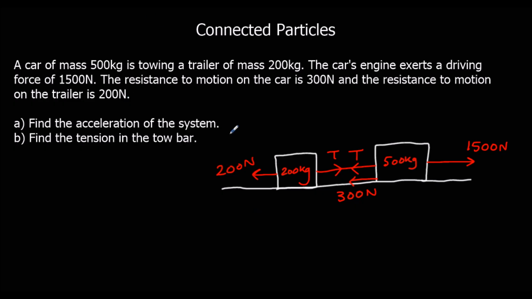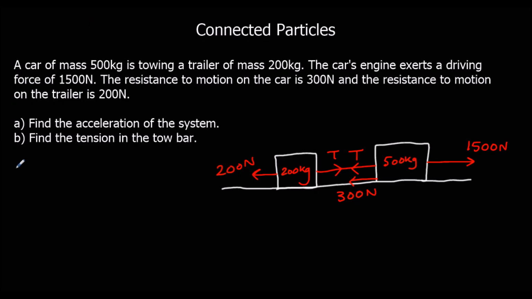Find the acceleration of the system. So we can look at the system as a whole, and that will have the effect of ignoring the tensions because there's one in each direction, or we can look at part of the system, so the car separately and the trailer separately. So to find the acceleration, we're going to want to look at the system as a whole.